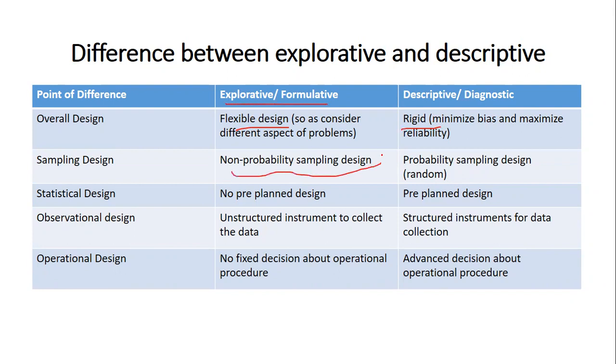Exploratory research is a non-probability sample design, whereas descriptive is a probability sample design. In exploratory, nothing is pre-planned, whereas in descriptive, everything is planned properly. When we say it is not pre-planned, it means it is unstructured, whereas descriptive is structured. In exploratory, no fixed decision about the operation is known, whereas in descriptive, we have an advance decision. So you will definitely get some questions on this, and you should be able to answer them.